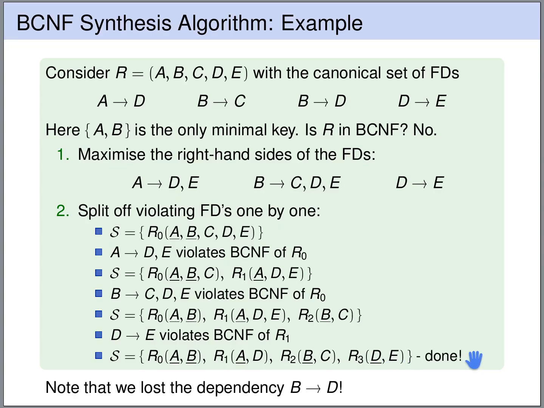However, observe that in the splitting process, one functional dependency got lost. Namely, the functional dependency B uniquely determines D, one of the original functional dependencies, can no longer be expressed in our final result, the Boyce-Codd normal form, because we do not have any table that contains the attributes B and D.